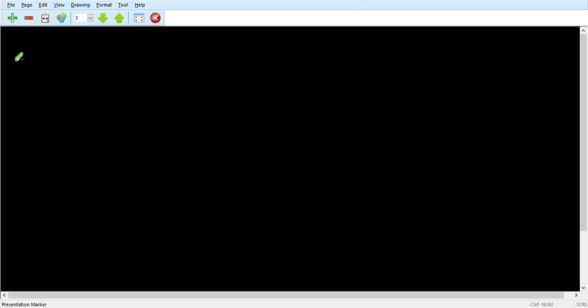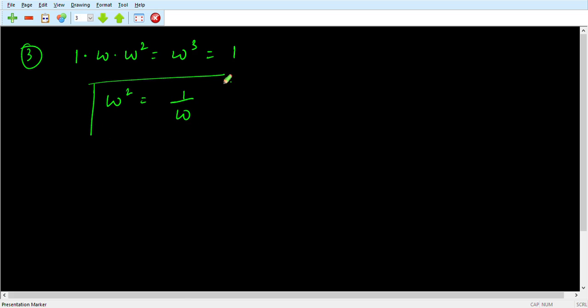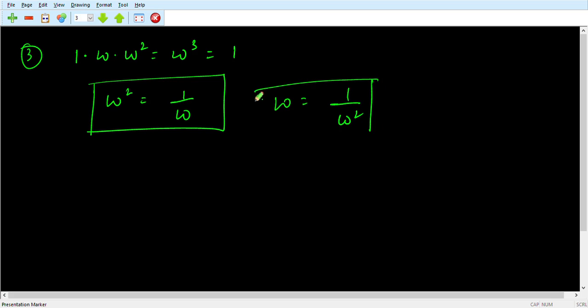Third result is 1 into omega square. This is just another derived version of the second property. This is nothing but omega to the power 3 is equal to 1. And so if this is true, we can prove another form of the same equation. Like if this is true, then we can say omega square is equal to 1 upon omega, or we can say omega is equal to 1 upon omega square.